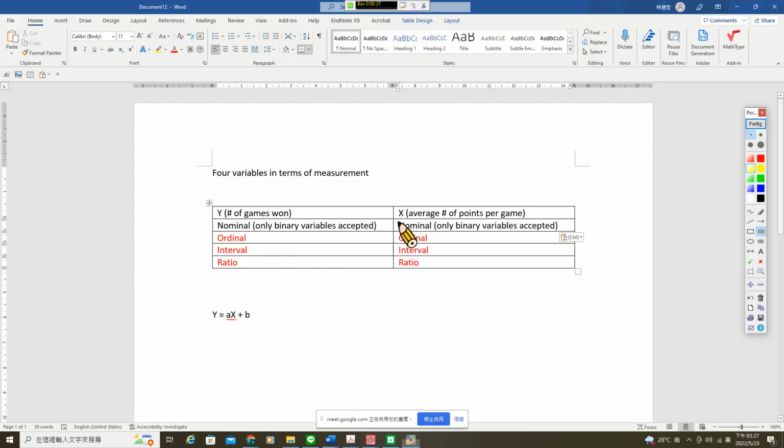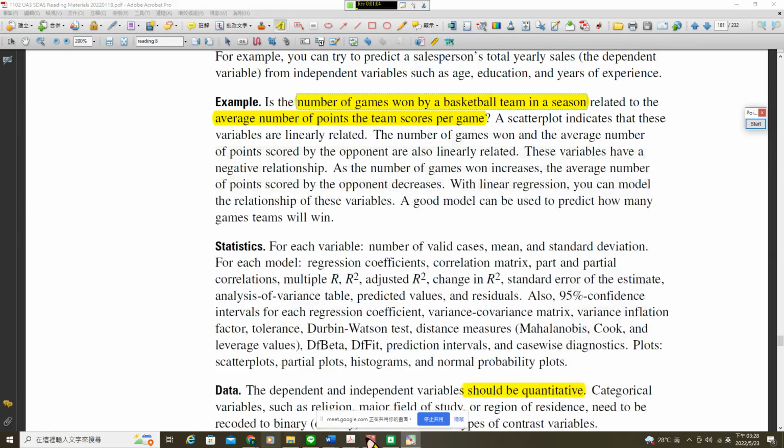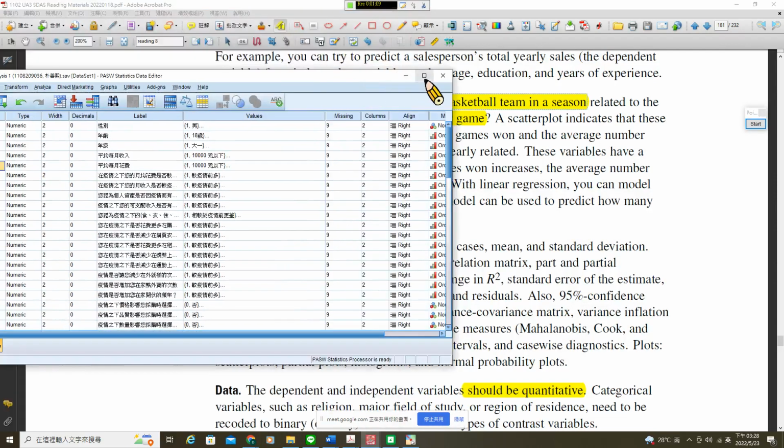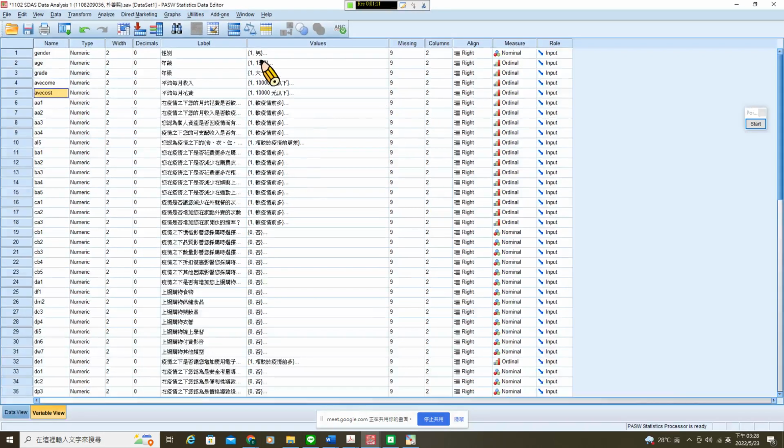So basically, a simple linear regression is used to identify the relationship between y and x. Here, x is the independent variable, and y is the dependent variable. Okay, and how can the SPSS program help us to identify y, x, a, and b? Okay, here comes the practice. I use one of the students' programs to give you some idea.